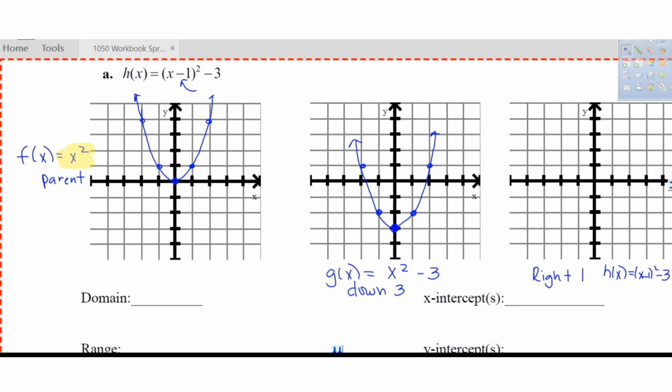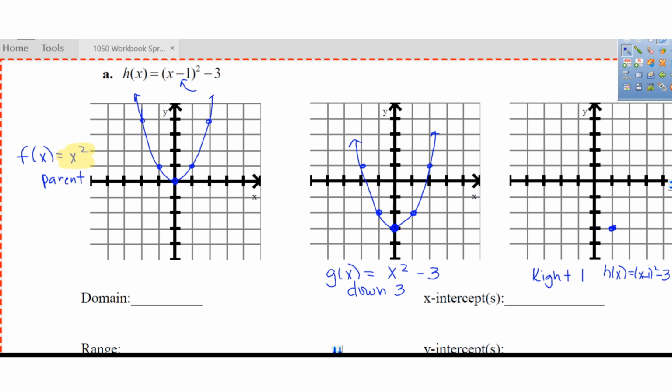Look what some people do. Don't do this. They go to the third graph, and they write down both down 3 and right 1, like they think they have to do like this running total of all the transformations. No, it's just the new transformation. Okay, so I'm going to go down 3 right here where this vertex was, and then I'm going to move that guy right 1.